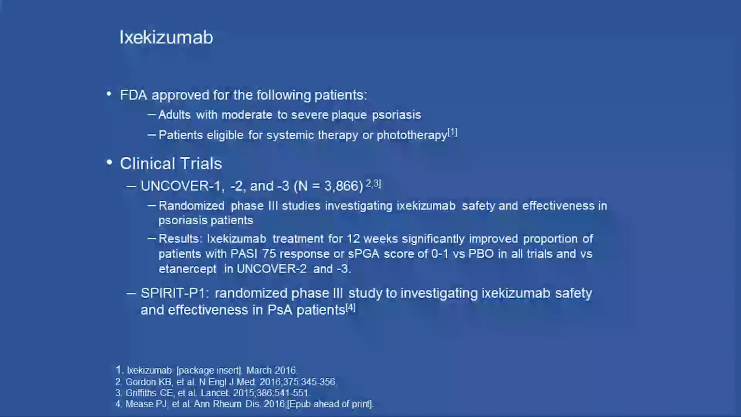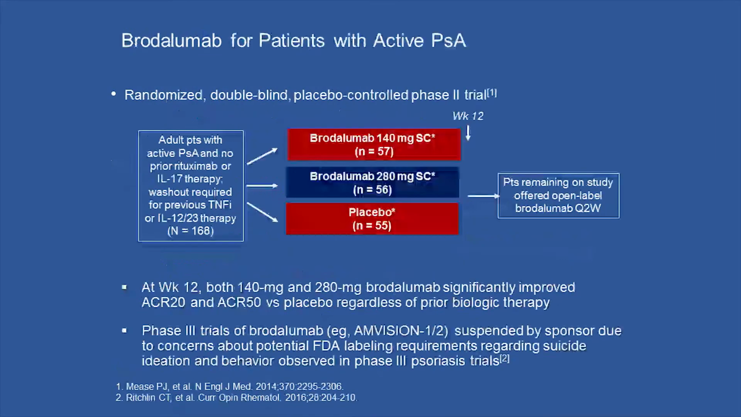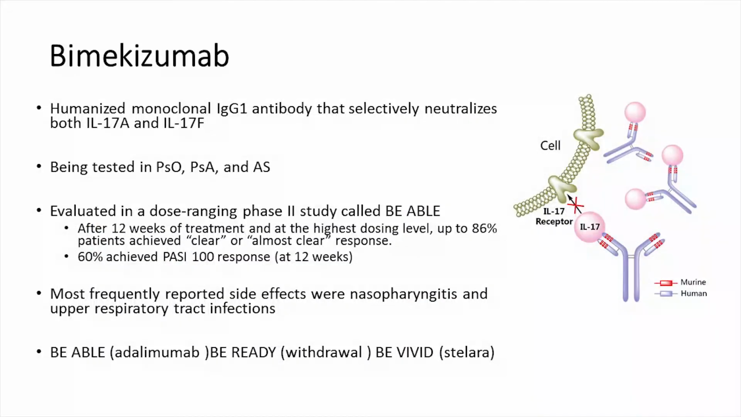As you know, we have other IL-17s that are recently approved. We also know that brodalumab has had a pretty rocky start, but now approved for psoriasis. Some of the newer mechanisms is bimekizumab, which also looks at not just IL-17A, but looks at IL-17A and F. It's being currently tested in psoriasis, psoriatic arthritis, as well as ankylosing spondylitis.